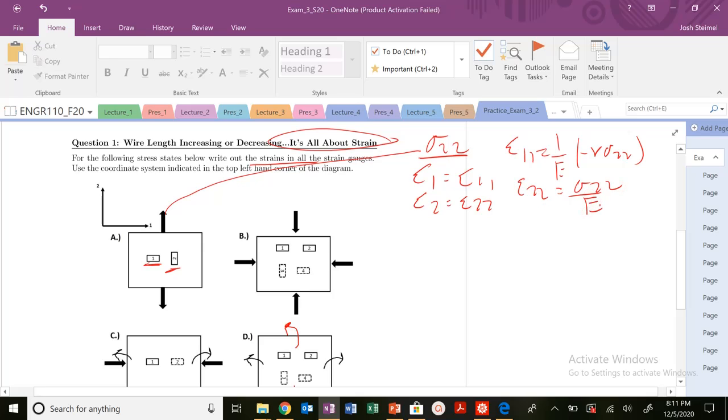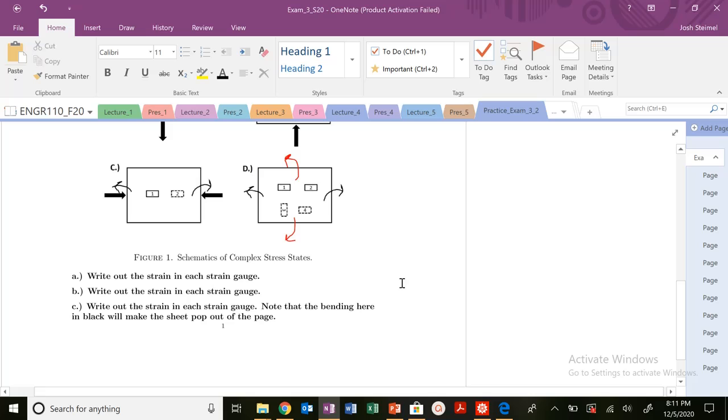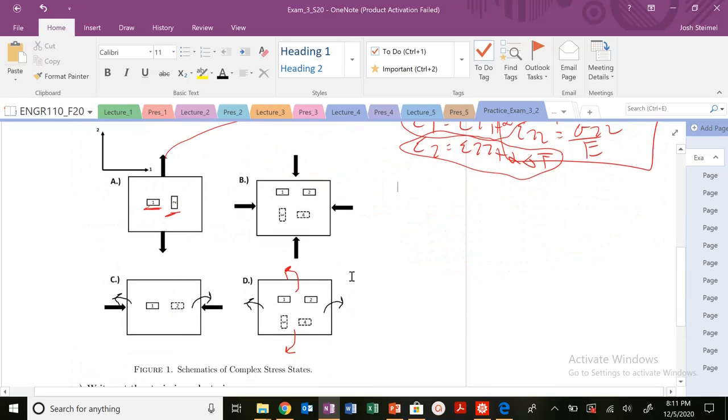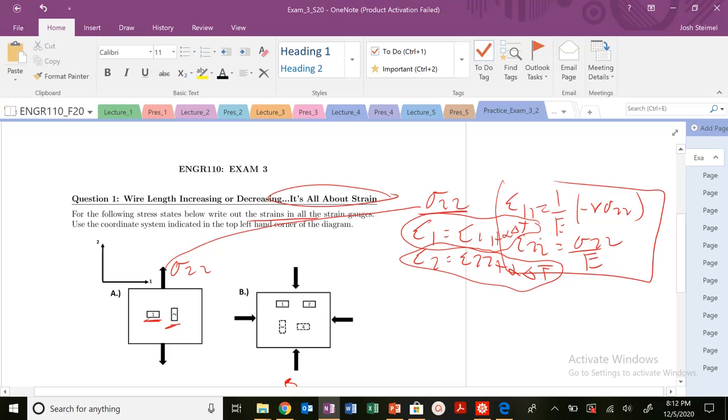So if I have those values, all I have left is this. And of course, with all of these, you also measure thermal strain, plus alpha delta T. So that's it. Again, we're just writing out the strain in each strain gauge. We're not looking for the full total strain values. So this is our sigma 2-2, and that's our solution. We're just measuring strain in the 1-1 and strain in the 2-2, given by our values from equation 66 in the notes.